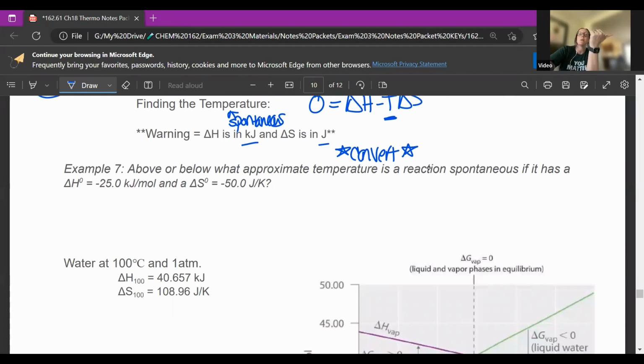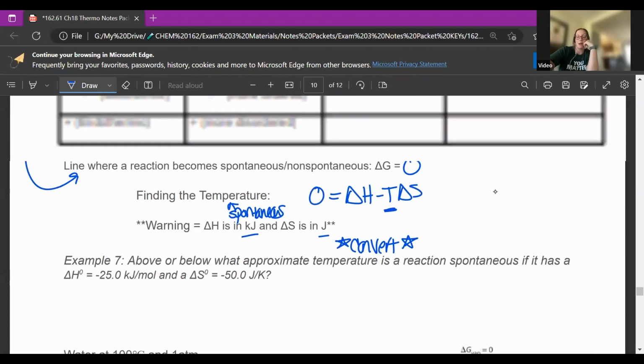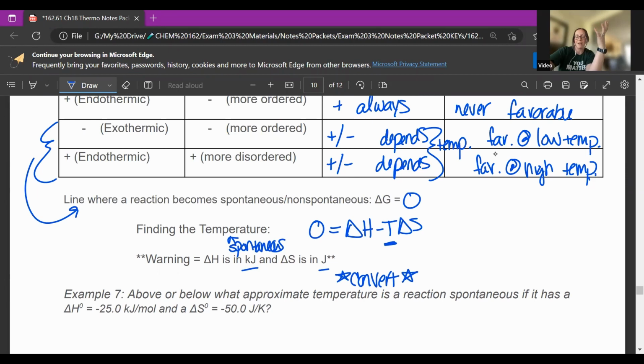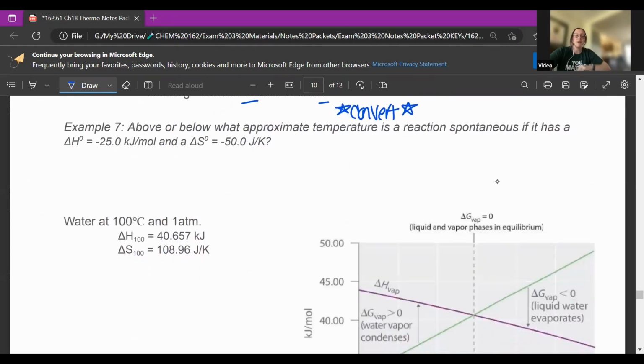And you also need to tell me it's at this temperature and above, or it's at this temperature and below that it is spontaneous. So you kind of got to think about this thing up here, favorable at high or low temps. Example number 7: above or below what approximate temperature is a reaction spontaneous if it has a delta H of this and a delta S of this?